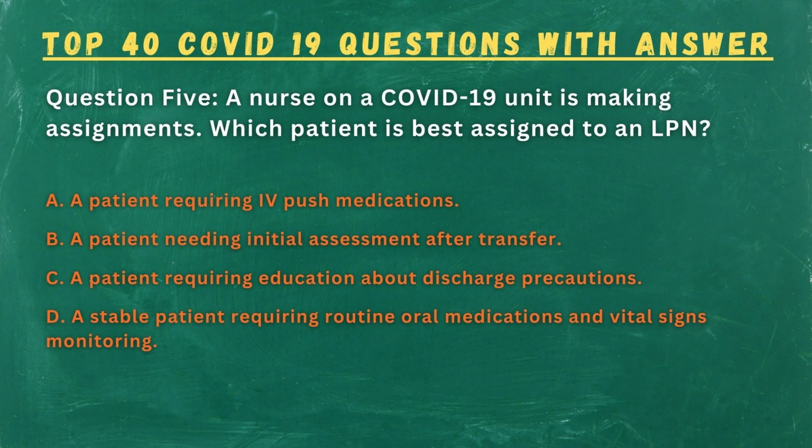Question 5. A nurse on a COVID-19 unit is making assignments. Which patient is best assigned to an LPN? A. A patient requiring 4 push medications. B. A patient needing initial assessment after transfer. C. A patient requiring education about discharge precautions. D. A stable patient requiring routine oral medications and vital signs monitoring.